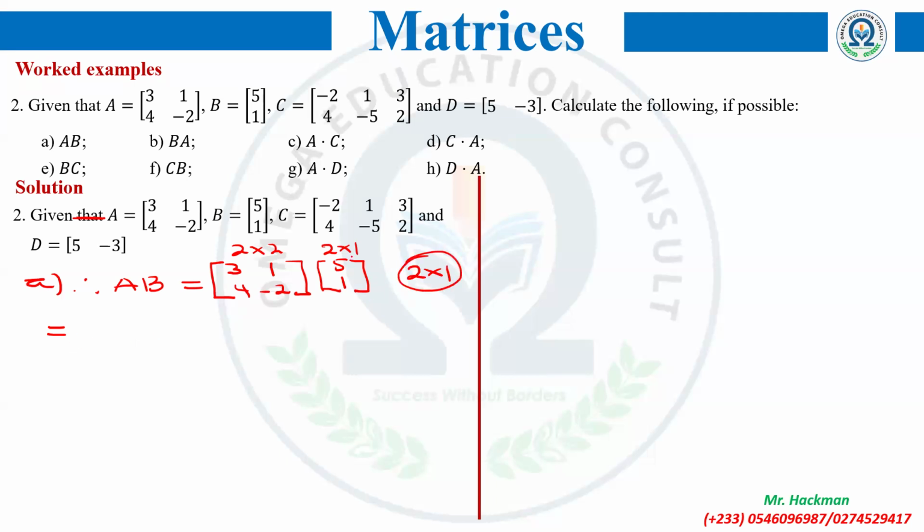So you know that the product, its form will be the same as the form of the matrix. So let's deal with this one quickly because of time. It will be 3 times 5, that is 15, then plus 1 times 1, that is plus 1. Then you come to 4 times 5, that is 20, then plus minus 2 times 1, which is -2. You close it.